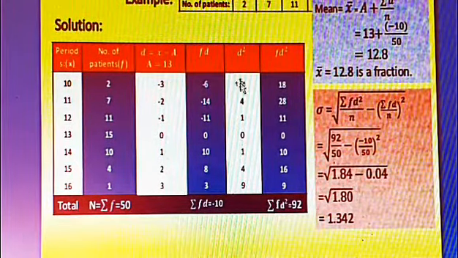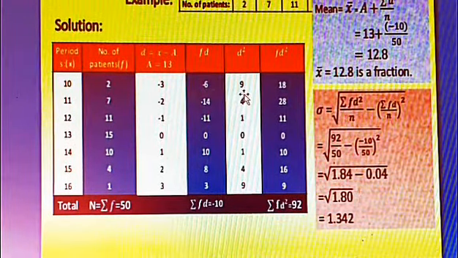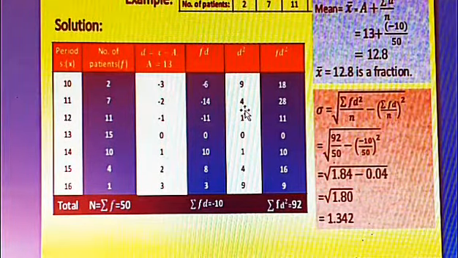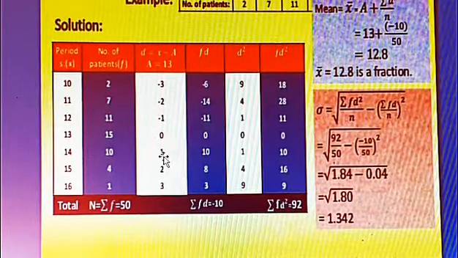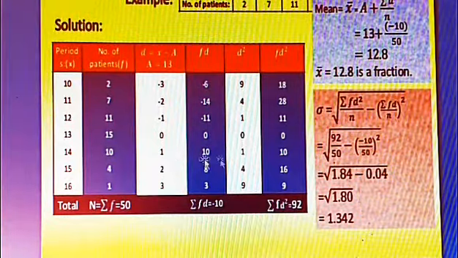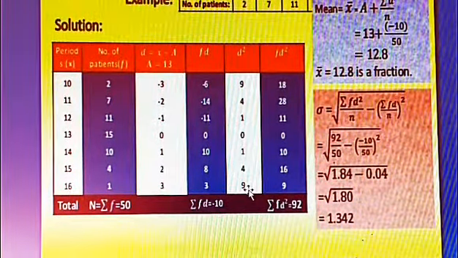Okay. And then D square. D square, you have to square this column. Minus 3 the whole square will give you 9. Minus 2 the whole square will give you 4. Minus 1 the whole square will give you 1. 0 square will give you 0. 1 square is 1. 2 square is 4. 3 square is 9. So we filled up this column.